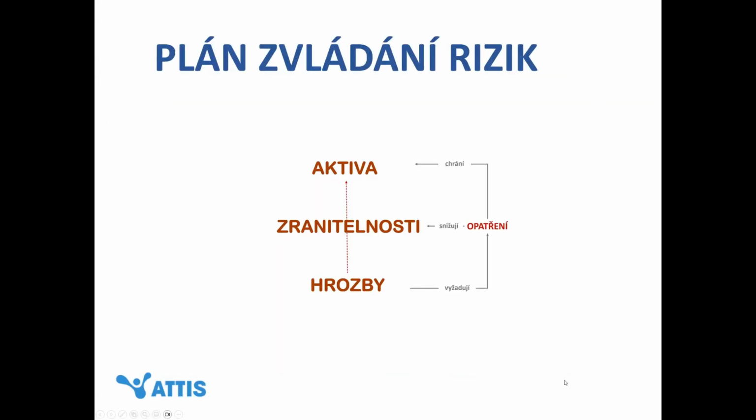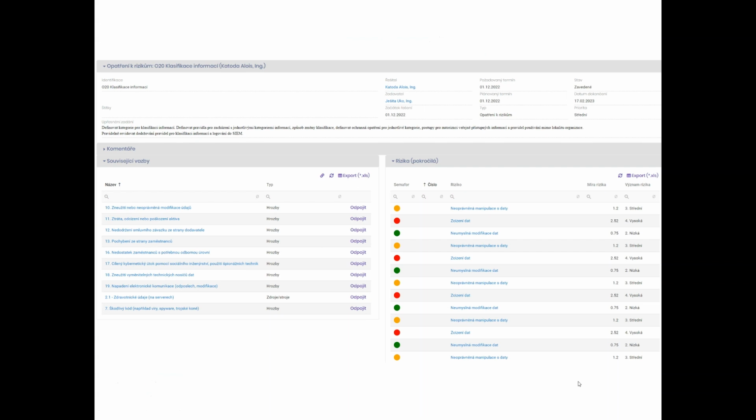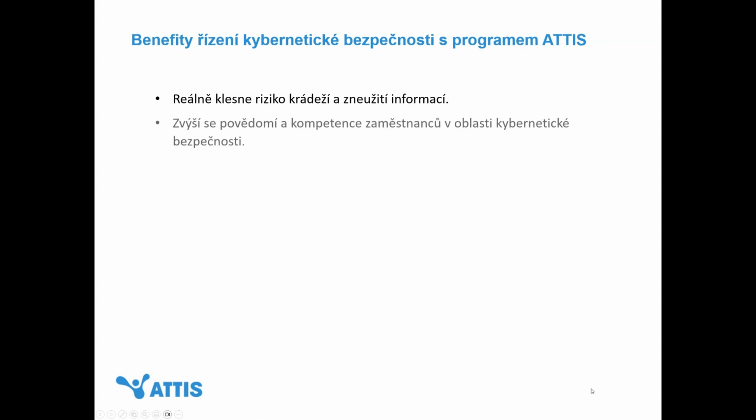Risk Management Plan. The most important managerial output of risk management is a risk management plan. An overview of all the measures that make up the risk management plan is available in ATTIS. It clearly displays all measures in relation to a specific risk, the source of the measures and the status of implementation. Each measure is assigned in the form of a specific task with clear responsibilities and deadlines. For each measure, there is a list of all the risks that the measure helps to manage and other related links. In addition to meeting the requirements of legislation, the ATTIS solution will bring you a number of other benefits.